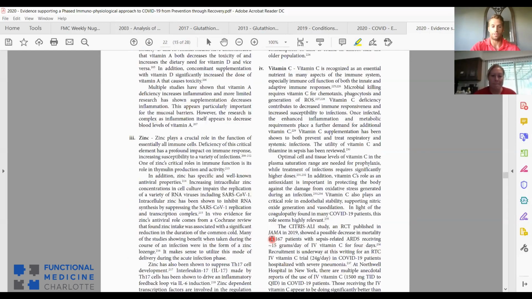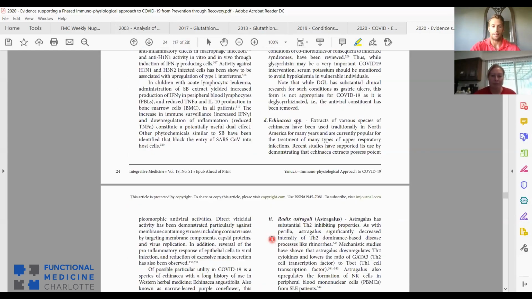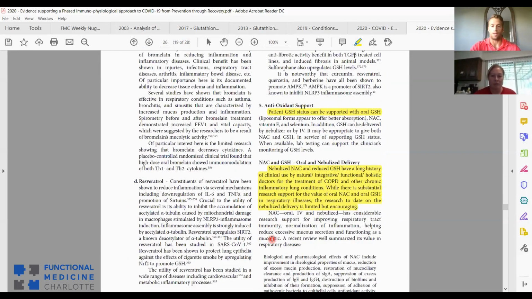Glutathione or N-acetylcysteine can be taken orally. They can also both be nebulized and taken that way. There's lots of research on oral use, and there's not as much research on nebulized use of them, but there's some, and it's encouraging early on.